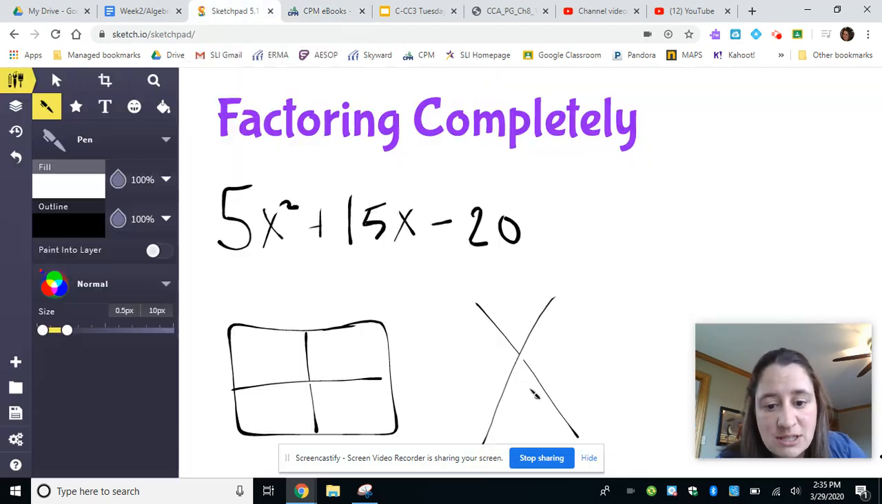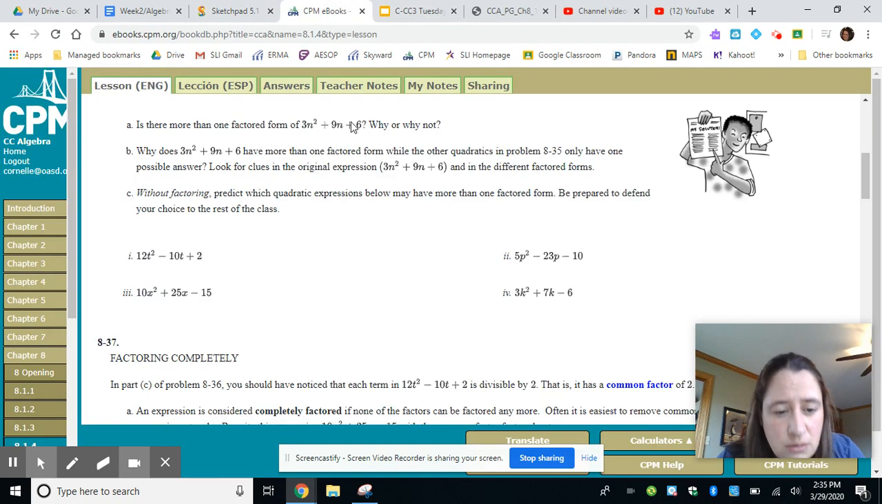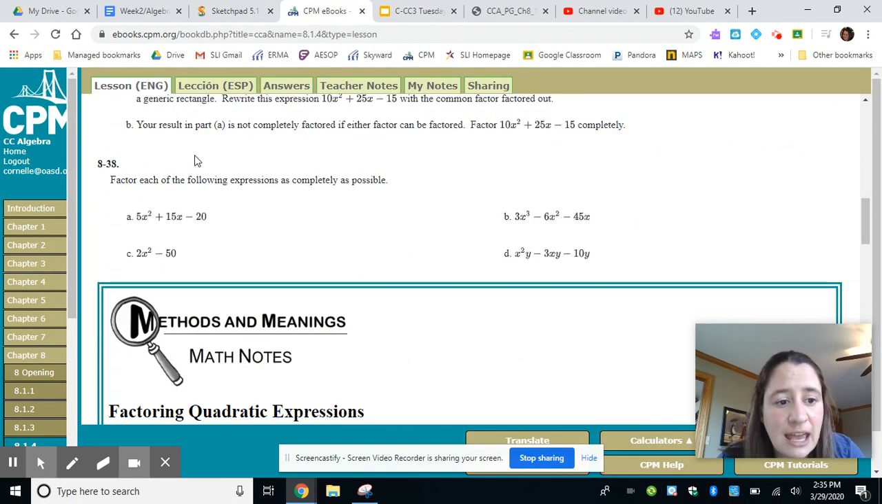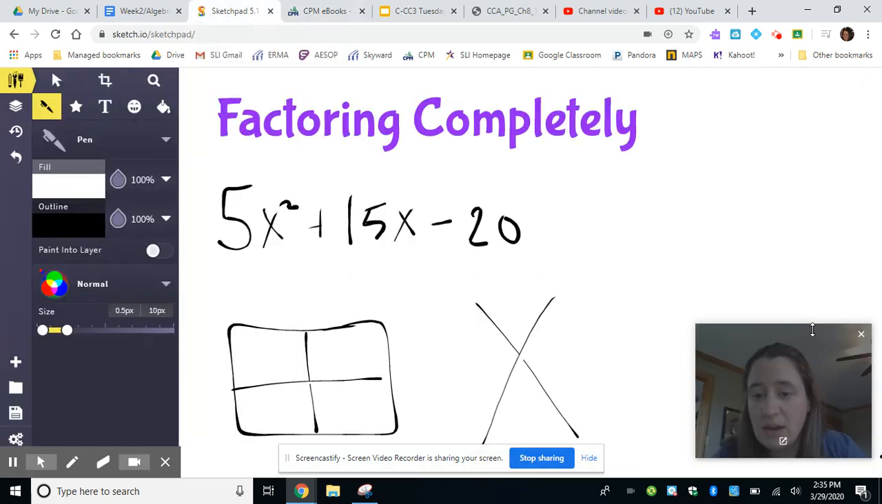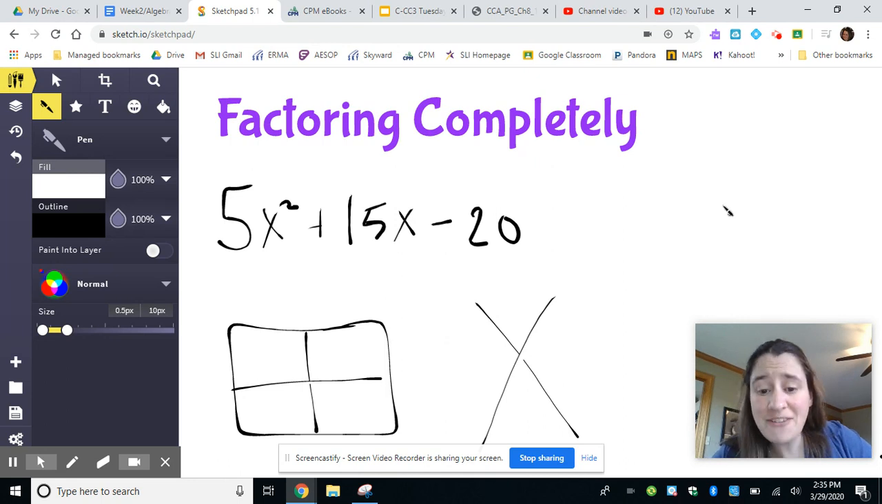I'm going to demonstrate how to do, I forgot what number this is. This is 38A. All right, 38A. So I'm going to demonstrate how to do that over here on Sketchpad so you can actually see me work through this. So if I'm looking at this problem right here, I have 5x squared plus 15x minus 20. So from now on, the first step you need to ask yourself when factoring quadratics is, is there a greatest common factor that can be pulled out of each one of these terms?